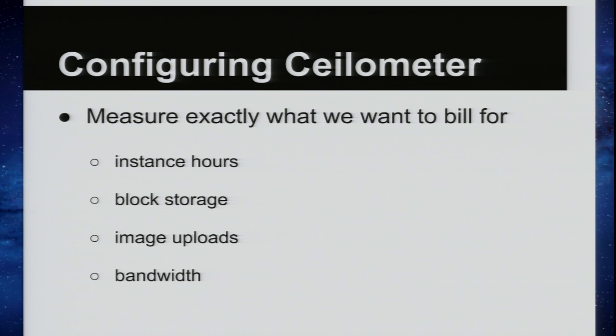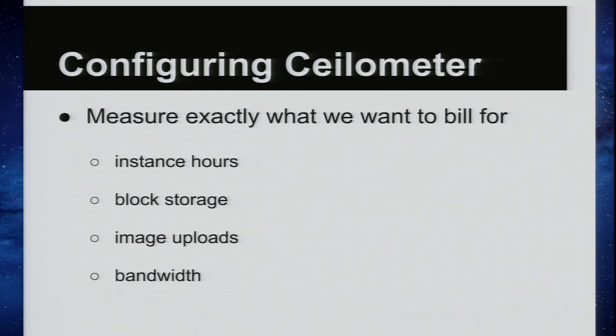We wanted to make sure that we were measuring only the things that we actually cared to bill for. So right now, Ceilometer actually measures more than we care about, but it does include all of the features that we need to measure. Instance hours, basically the runtime at certain flavor size, block storage capacity, how much disk space they're using on our Ceph cluster, the number of image uploads, and we haven't decided what we're doing as far as charging for some of these things, but we knew we wanted to think about charging for some of them, so we made sure that these were all included.